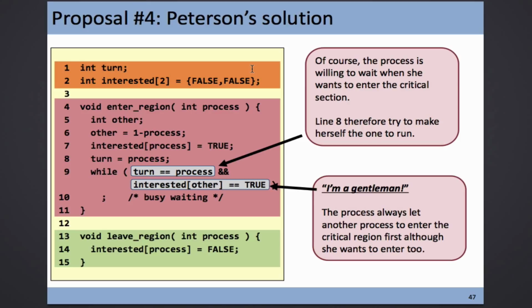Let's say I'm process 0. So the ordinary flow is like this. I only have one process. I will say that this is my turn, in line 8. Also in line 7, I will state that I'm interested in going into the critical section. Now, I'm the only player.